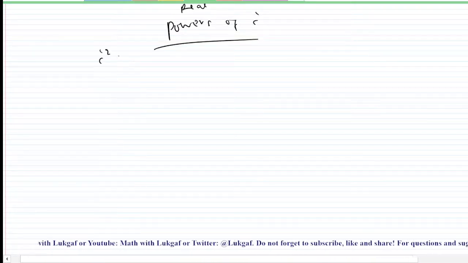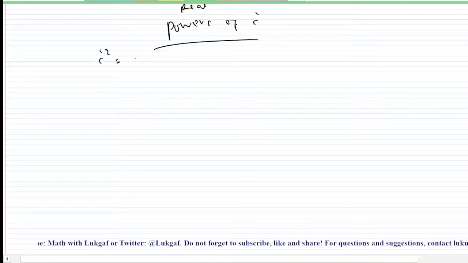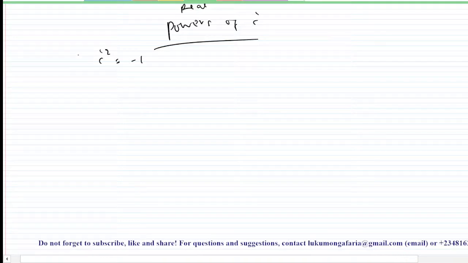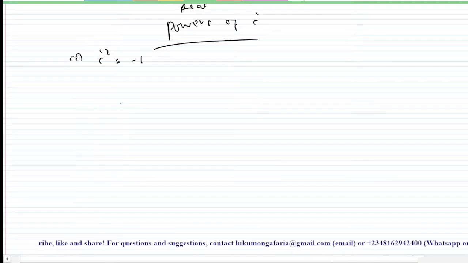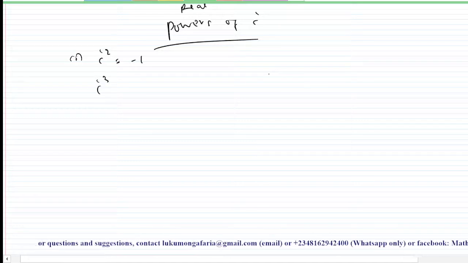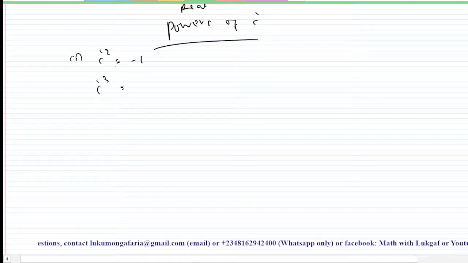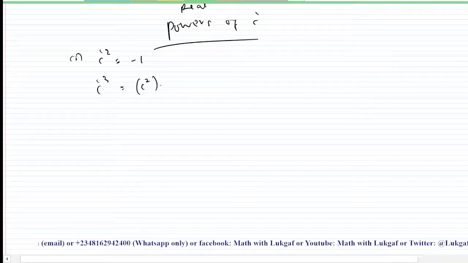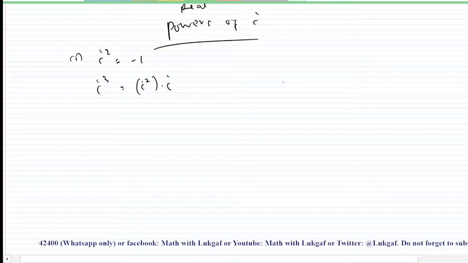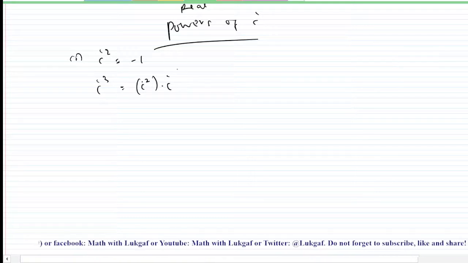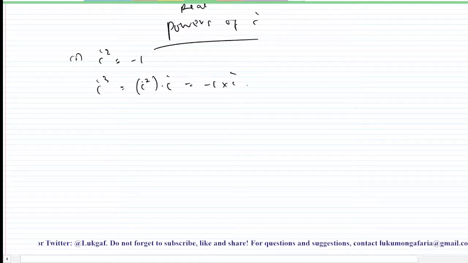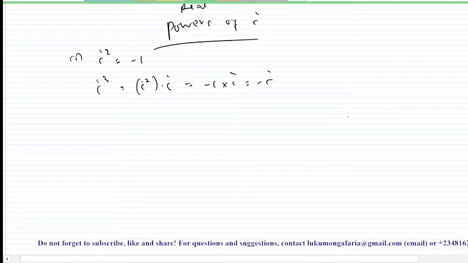Recall that i squared, with what I've explained above, is the same thing as -1. If that is clear, what of i raised to power 3? It can follow from the above. I can say i cubed is the same thing as i squared multiplied by i. By the law of indices, and don't forget i squared is equal to -1, multiplied by i, and -1 times i will give me minus i.